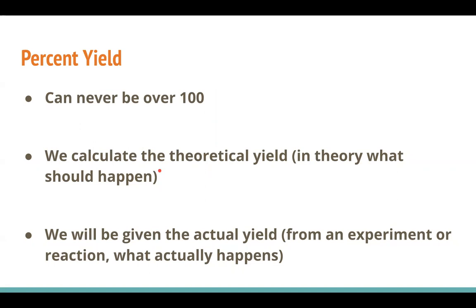Second thing is you are going to calculate theoretical yield. That's where you do your math and find out, in theory, this is what should happen. And then you will be given the actual yield from an experiment. It should say in the problem, this is what actually happened. And then you calculate, oh, this is what should happen. Then divide, multiply by 100. And there you go.